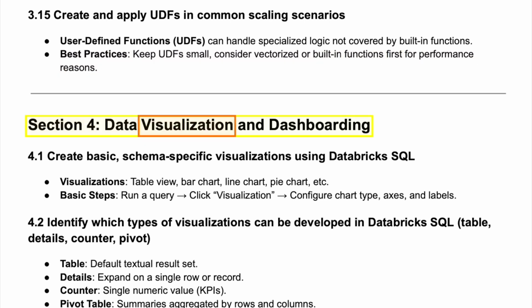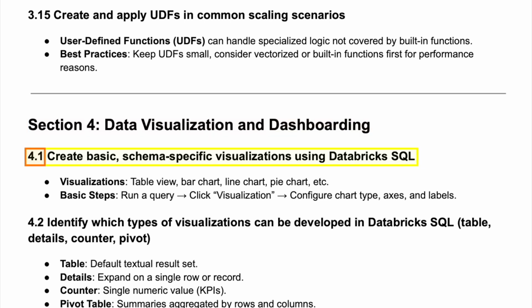Section 4, Data Visualization and Dashboarding. 4.1 Create basic, schema-specific visualizations using Databricks SQL. Visualizations: table view, bar chart, line chart, pie chart, etc. Basic steps: run a query, click visualization, then configure chart type, axes, and labels.